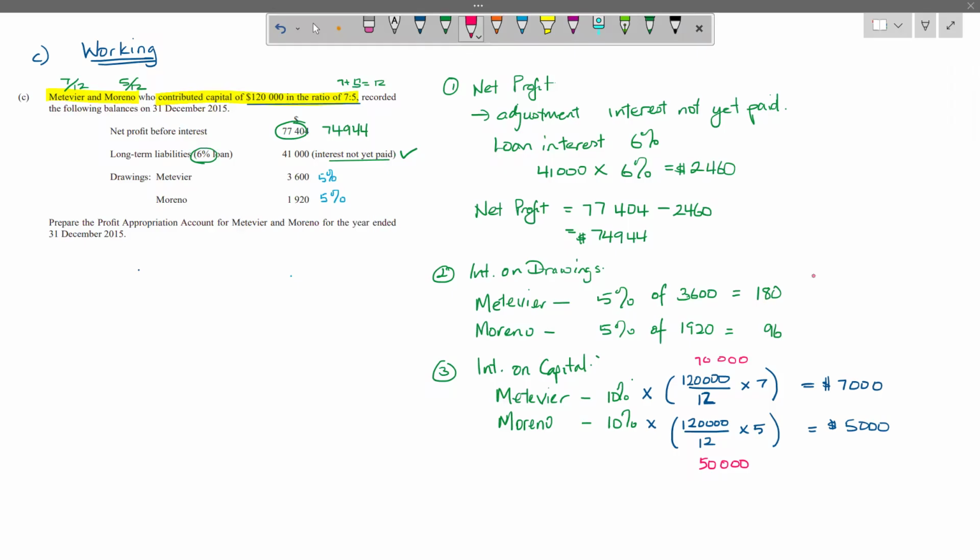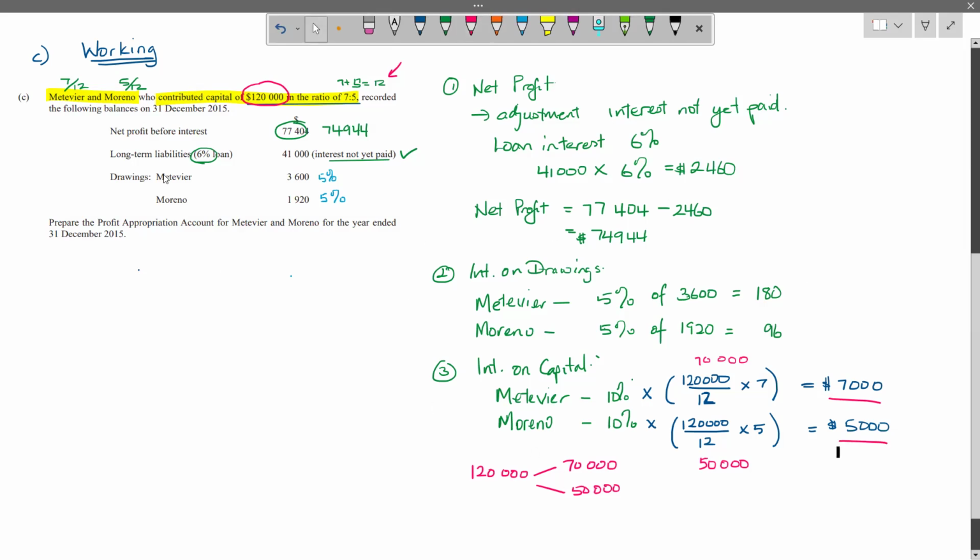So just to recap, the $120,000 is made up of 70,000 from Mentivere and 50,000 from Marino, right? I'm dividing the 120,000 by 12, and then I'm multiplying by 7 and 5 respectively. The interest on capital is 10% of that amount. So this is why we have 7,000 here and 5,000 here, right?